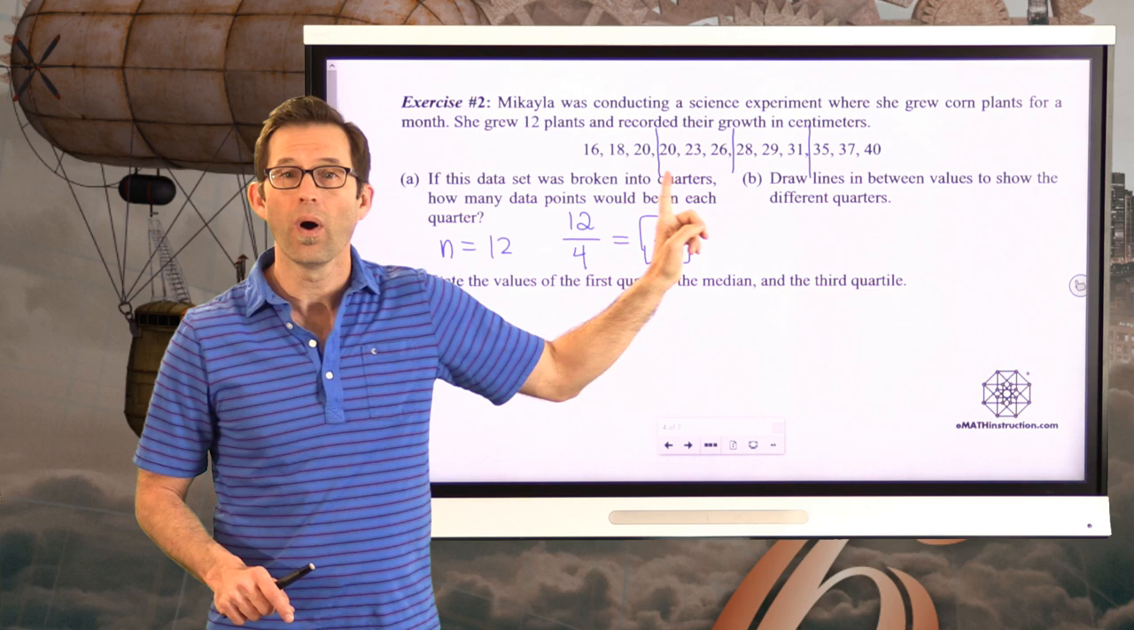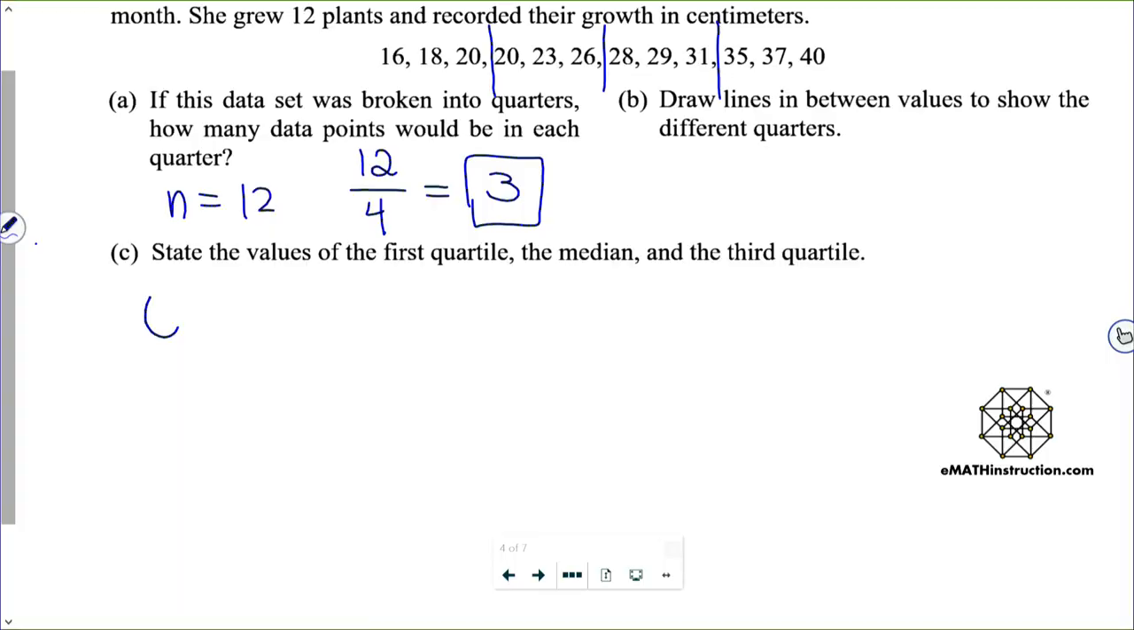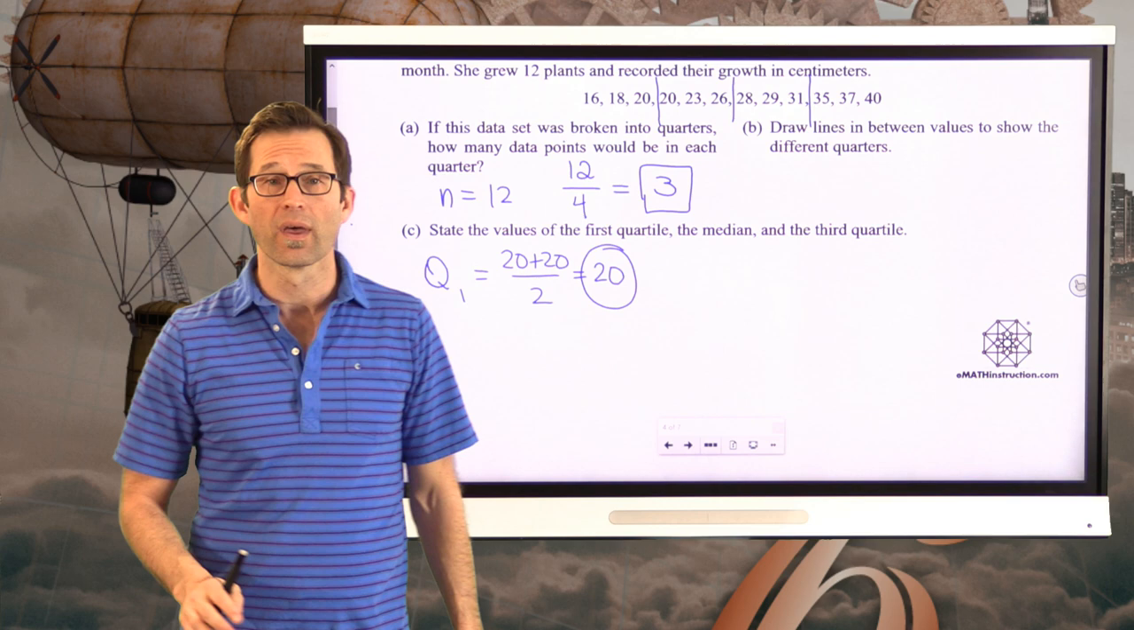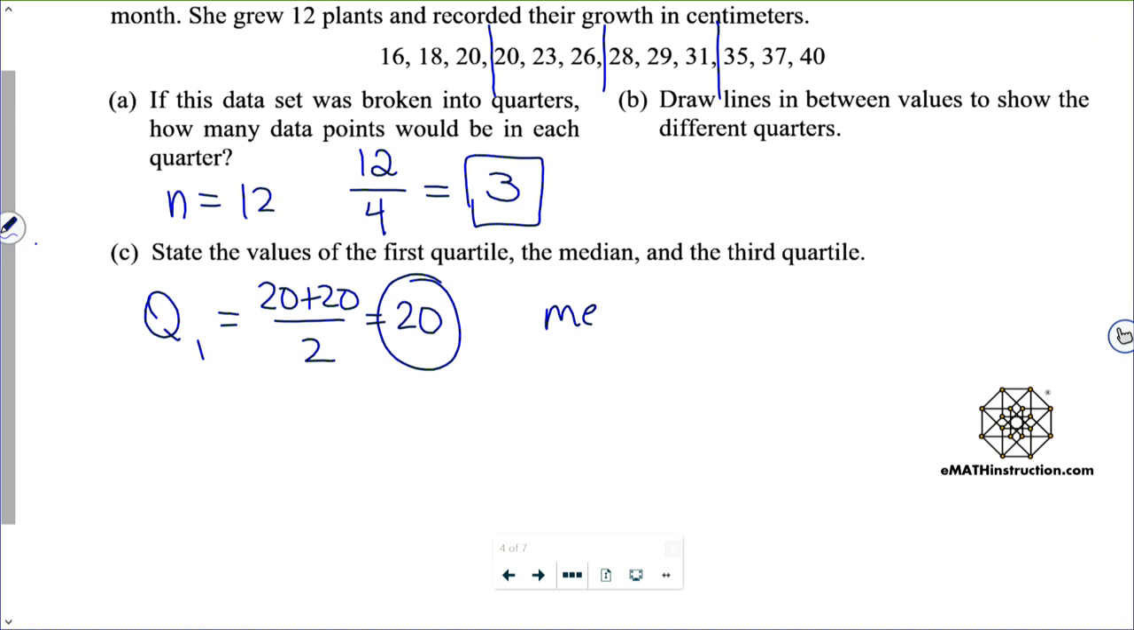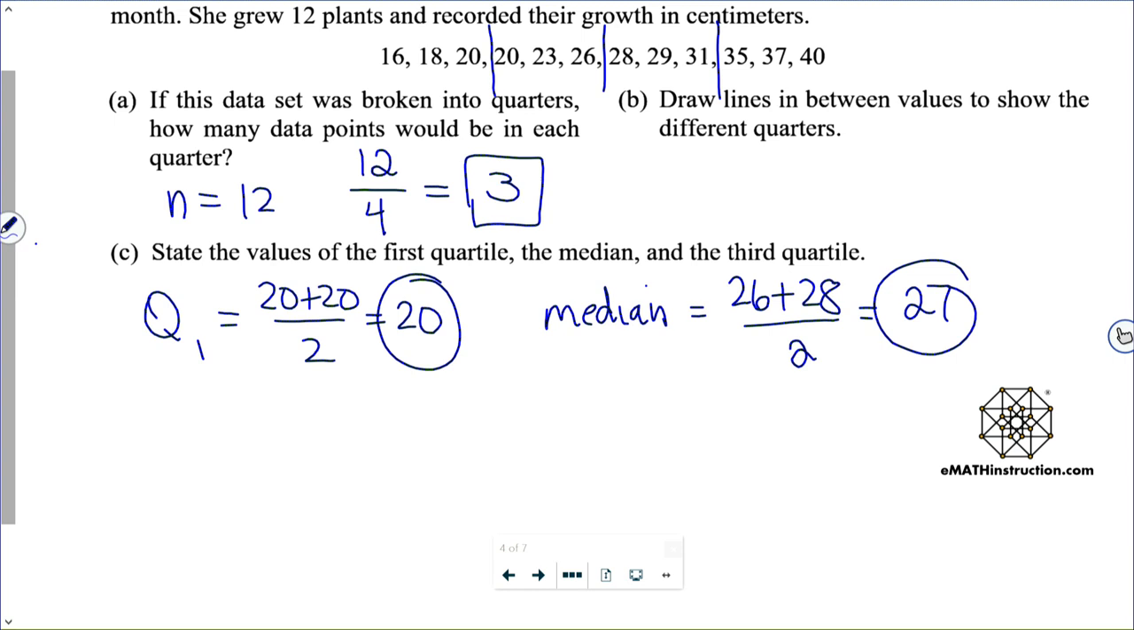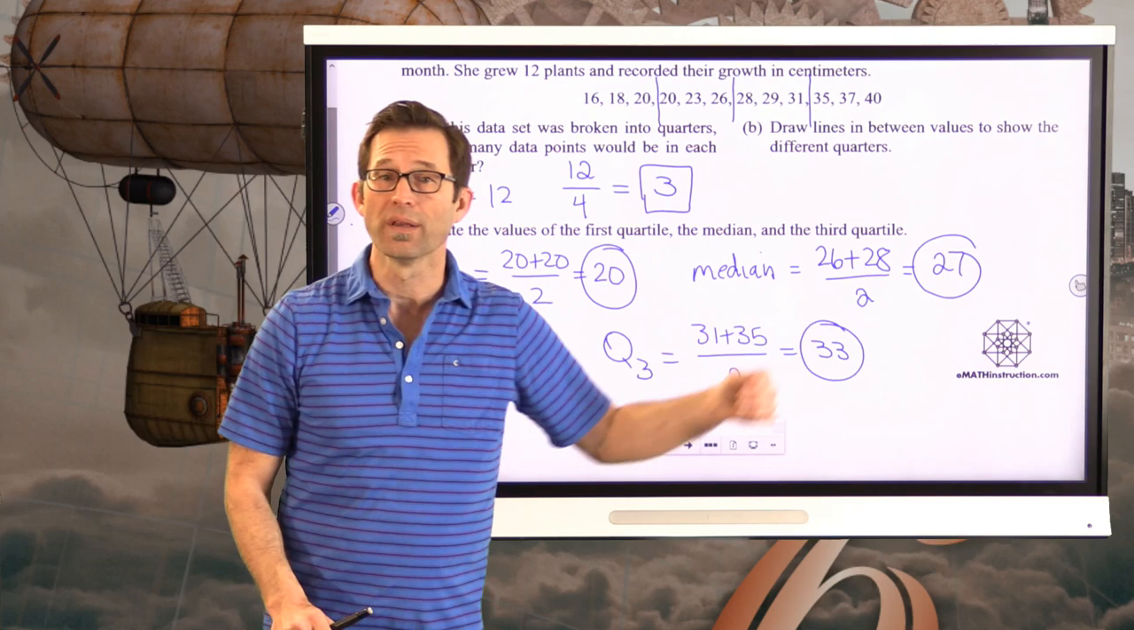So the first quartile, Q1, would be the average of the two 20s, which is just 20. Just in case that's not painfully obvious, Q1 would literally be 20 plus 20 divided by 2, which is 20. You don't really have to show that, but just to be clear, that's the way that we dealt with medians when there was an even number of data values. Same thing for the median. The median would be right here. It would be 26 plus 28 divided by 2, which gives us 27, the number that's right in the middle. And then maybe the one that's most challenging, Q3, is the average of the 31 and the 35. The number that's right in between those is 33. So our first quartile is 20, our median is 27, and our third quartile is 33.